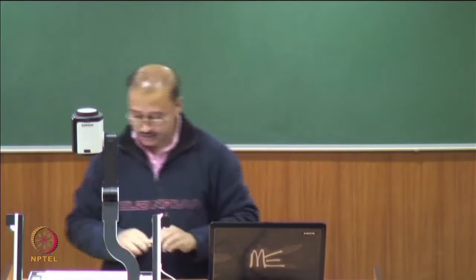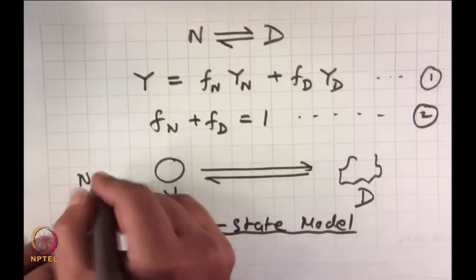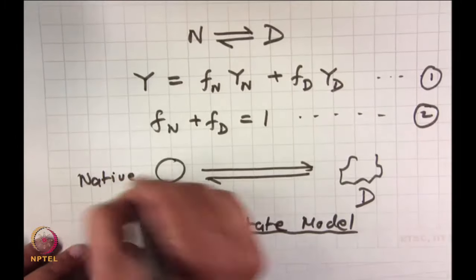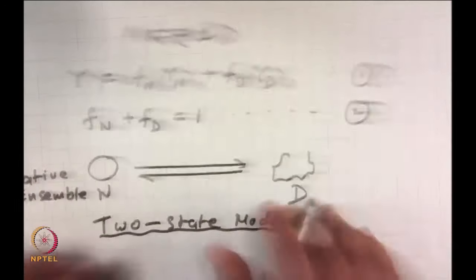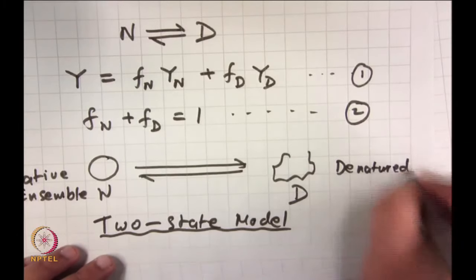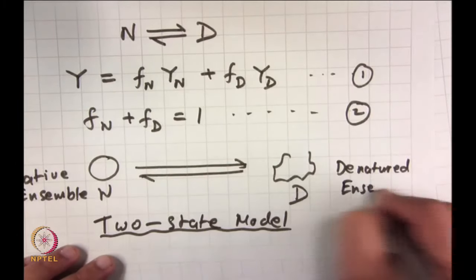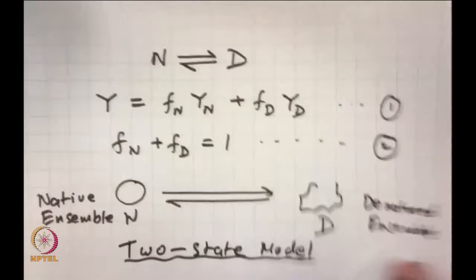Okay. So, that means I can write, this is my native ensemble and this is my denatured ensemble. Okay. So, that is one.